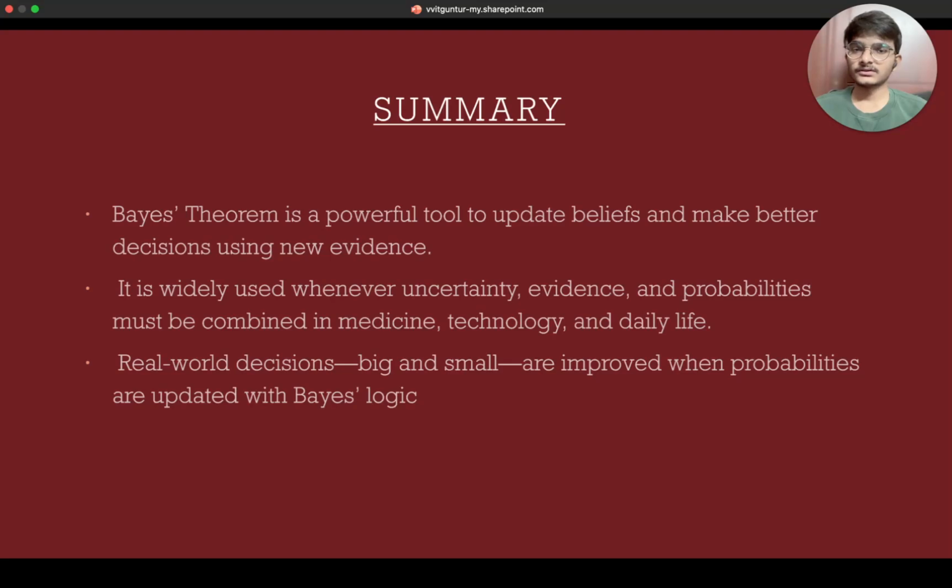We can conclude this session here by discussing the summary of this presentation. The Bayes theorem is a very powerful tool to update beliefs and make better decisions using new evidence. As we discussed, this proves the point. It is widely used whenever uncertainty, evidence, and probabilities must be combined in medicine, technology, or in our daily lives. It can be used in every industry or every aspect of our lives. It can be used in our daily lives, which gives us accurate information about the things we want to calculate or get information about.